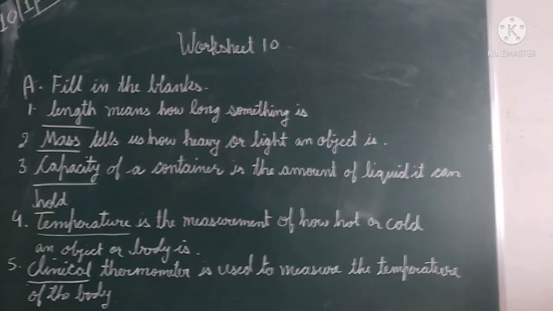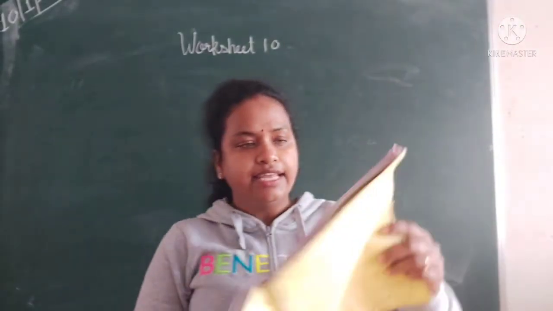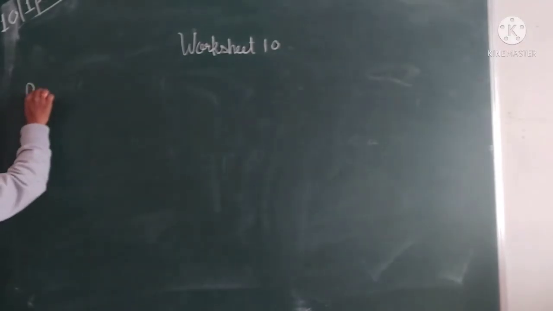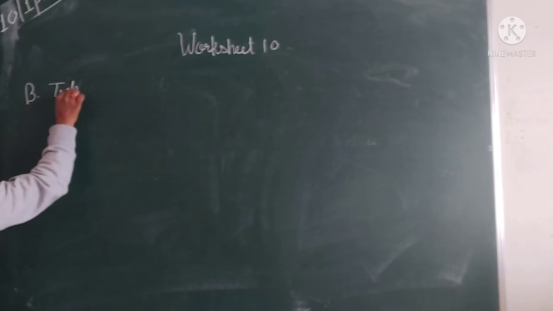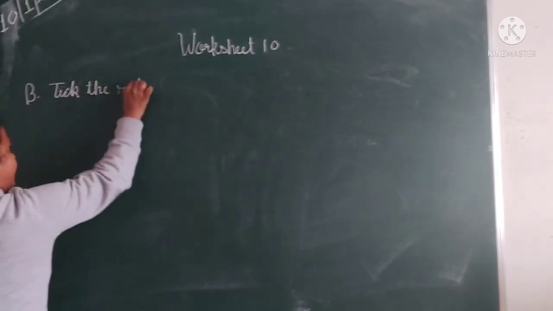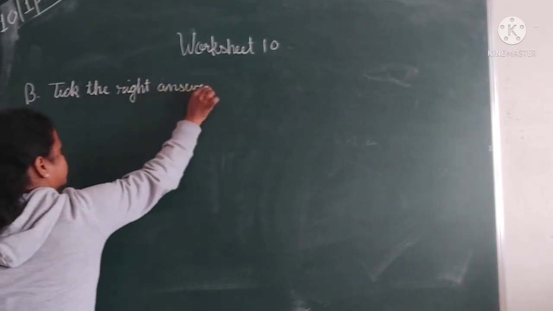What is the last one? Clinical thermometer is used to measure the temperature of the body. This is the fill in the blanks of worksheet 10. Next is tick the right answer. B is tick the right answer. So you have to put a tick on the answer which is right.